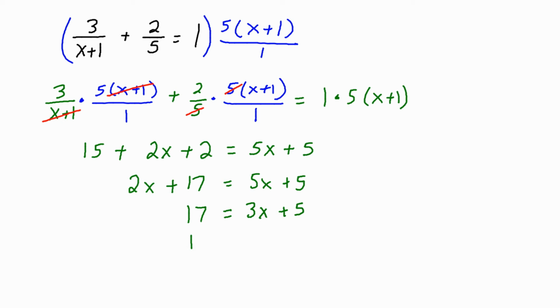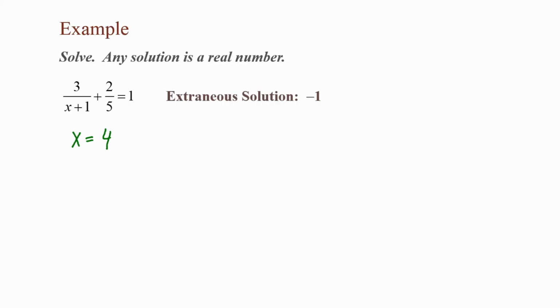17 minus 5 is 12, equals 3x. Divide both sides by 3. 12 divided by 3 is 4, and 3x divided by 3 is x. I need to check to make sure my value for x is not an extraneous solution. Since it is not, my answer is x equals 4.